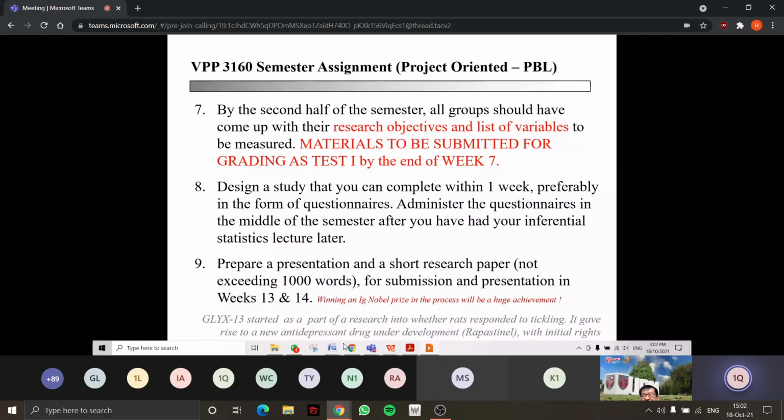Okay, after that, carry it out and submit the list, the research objectives and list of variables by end of week 7, which is the week before you start your mid-semester break, the week of 3rd of December. Okay, the week of 3rd of December, which is not very far from now.